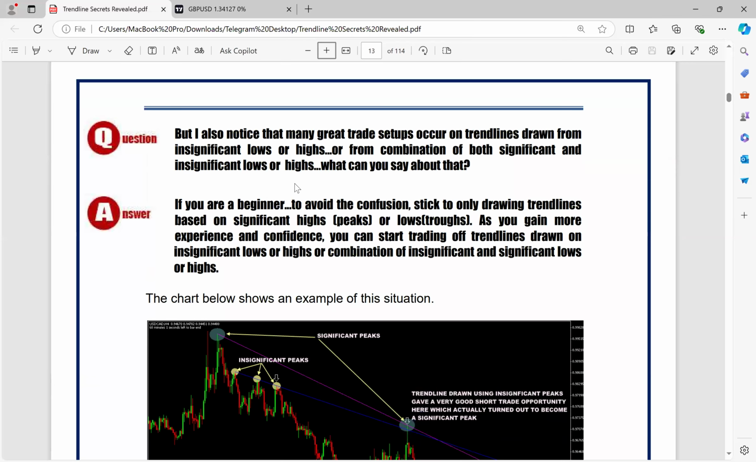So now see it here. It says, question: I also noticed that many great trade setups occur on trend lines drawn from insignificant lows or highs, or from a combination of both significant and insignificant lows. What can you say about that? If you are a beginner, to avoid confusion, stick to only drawing trend lines based on significant highs or lows. As you gain more experience and confidence, you can start trading off trend lines drawn on insignificant lows or highs, or a combination of insignificant and significant lows or highs.